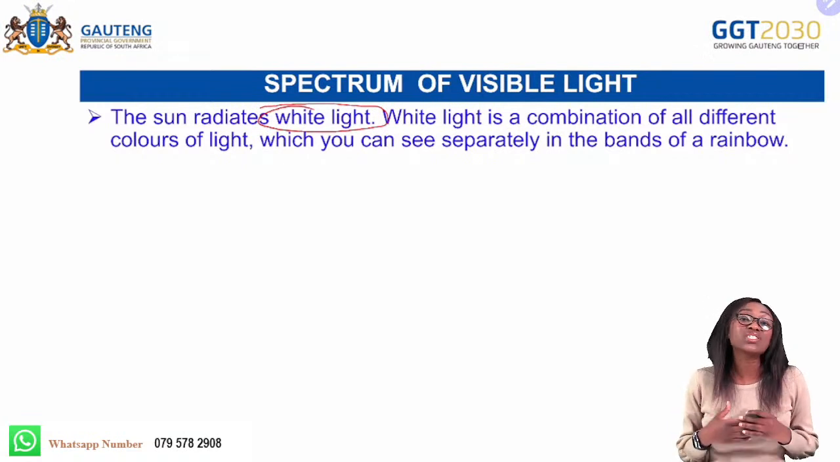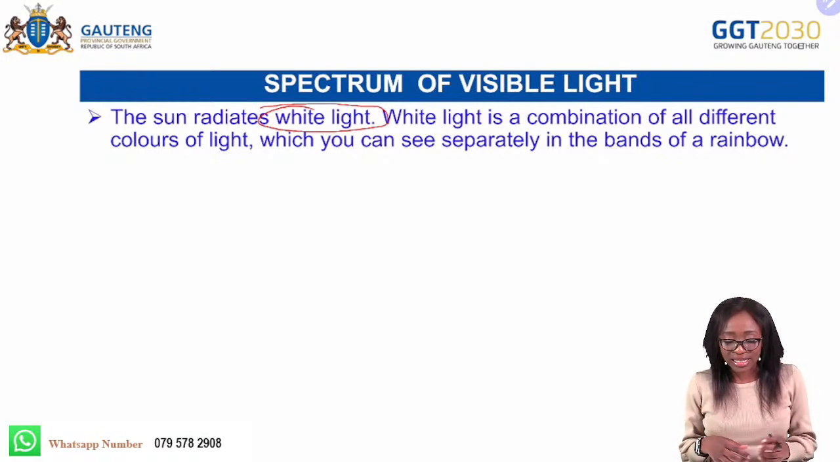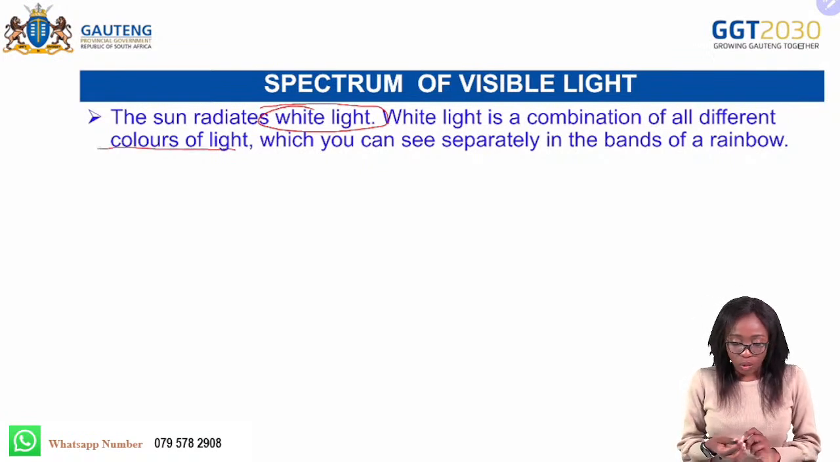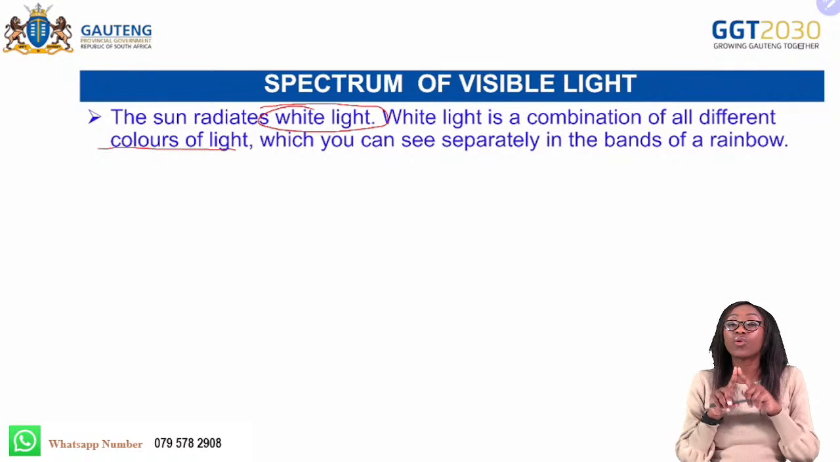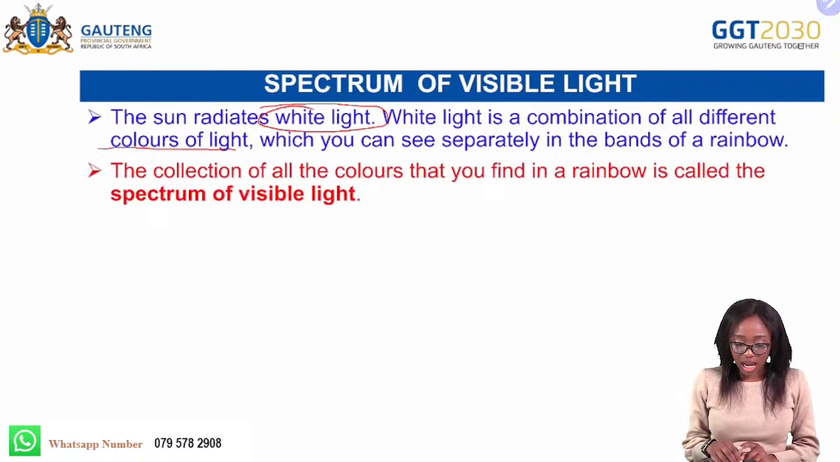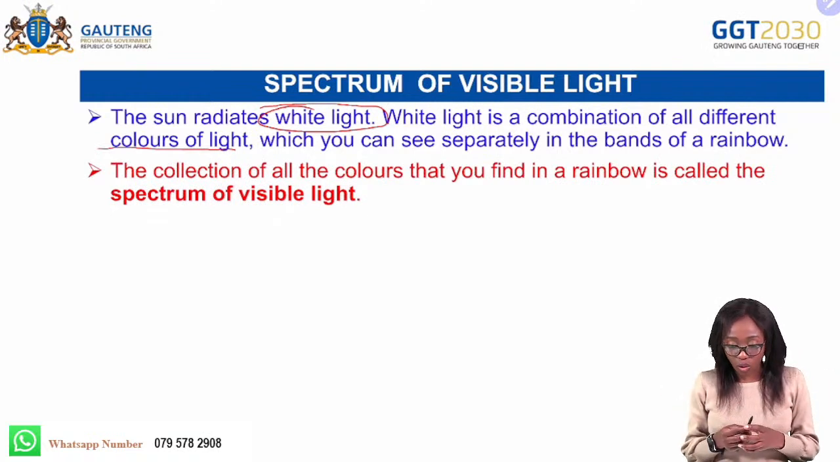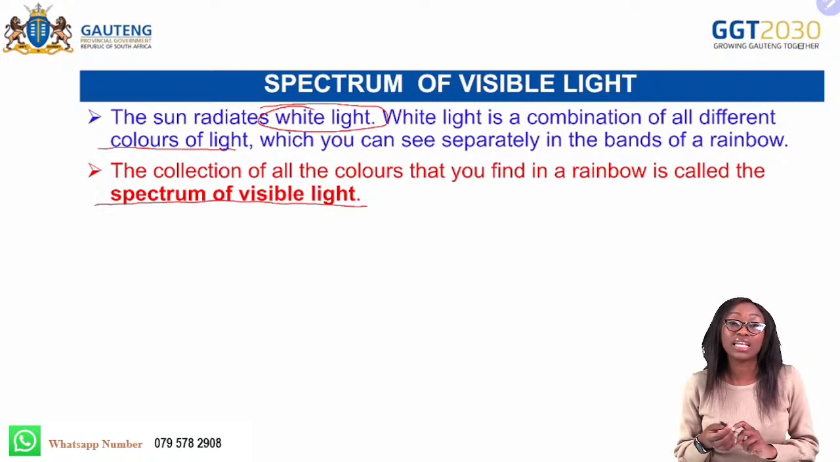So what is white light? What makes up white light? White light is a combination of all different colors of light, which you can see separately in the bands of a rainbow. I'm sure you saw the rainbow behind me when we began our lesson today. So that whole collection of all colors that you find on a rainbow is called the spectrum of visible light.